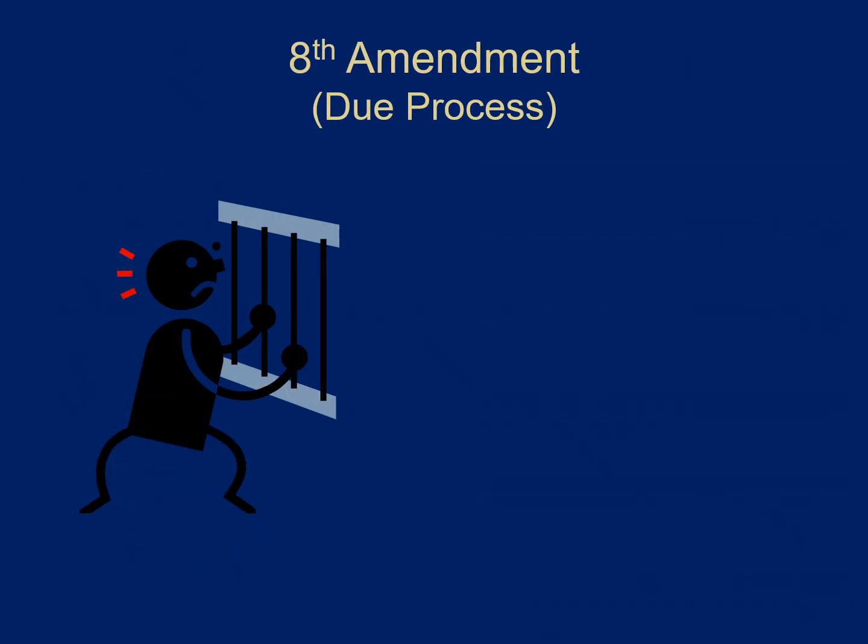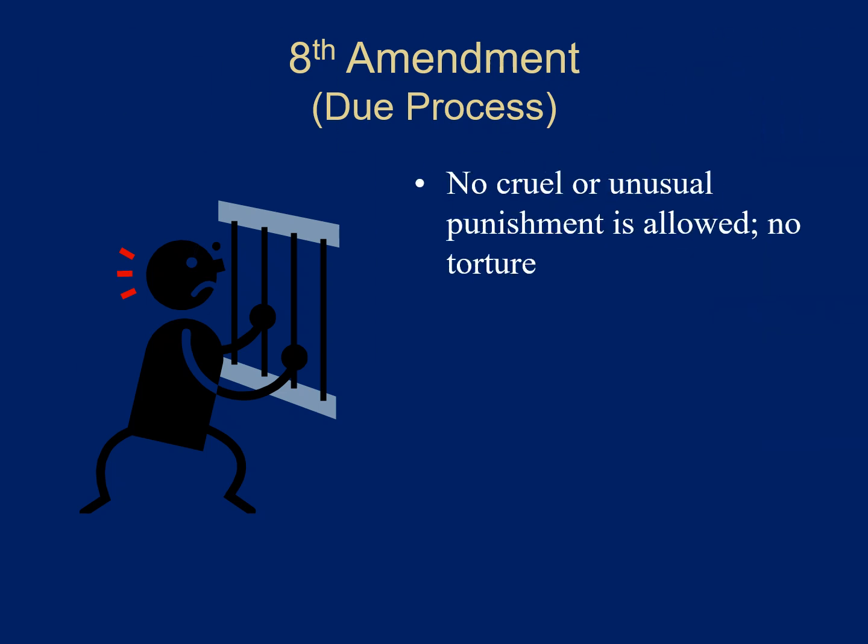I'm going to skip the 7th Amendment, go straight to the 8th. The 8th is pretty straightforward. It protects us against cruel and unusual punishment. For example, the government can't torture us. Also, the punishment for a crime should fit the crime.